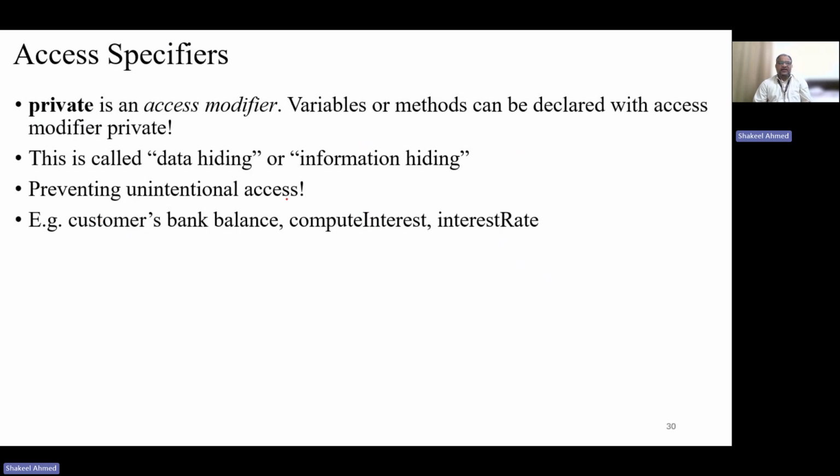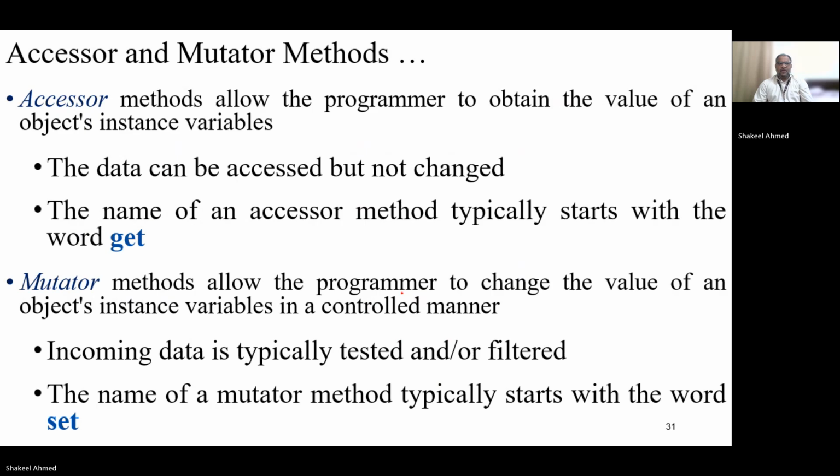So it is preventing unintentional access. We do this so that they are not accessible in your program. Sometimes the variables and methods need to be accessed outside, or not to be accessed, so we protect them. For example, a customer's bank balance: you don't want other people to have a look into it, only the people or the program that you have defined where it can be used. You can protect it by using the private specifiers. Even compute interest and interest rate, all these modifiers can be used to protect it.